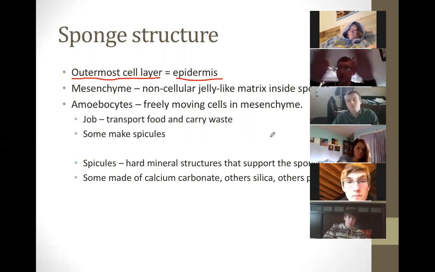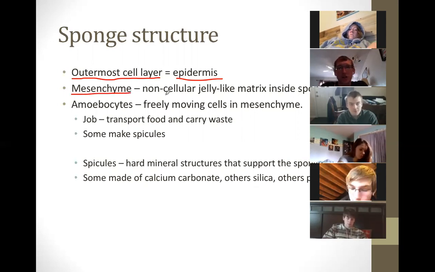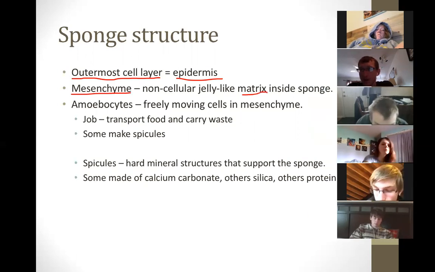Epidermis literally means, epi is about or around, so it's what's above the dermis, which is the skin. So the epidermis on a sponge is their hard outer layer. And the inside of a sponge is a softer matrix that everything exists in, called the mesenchyme, okay?